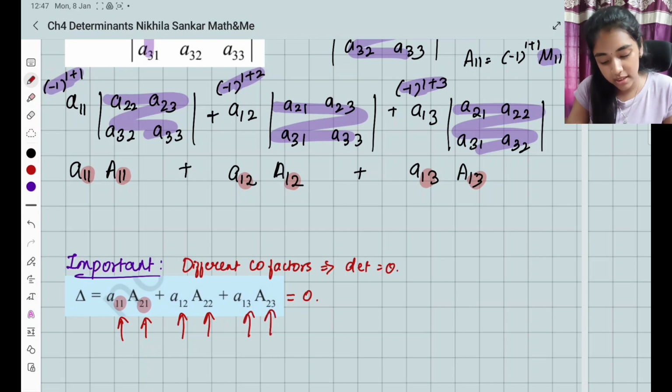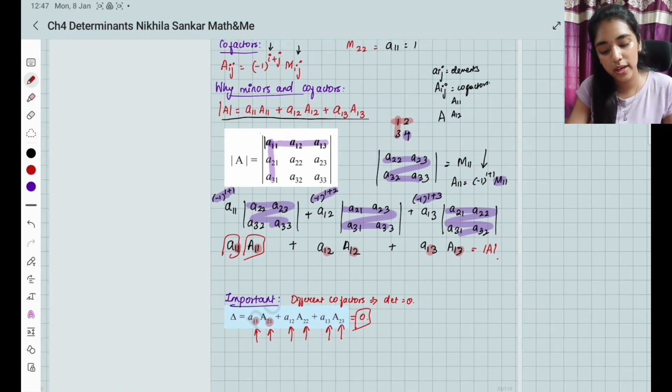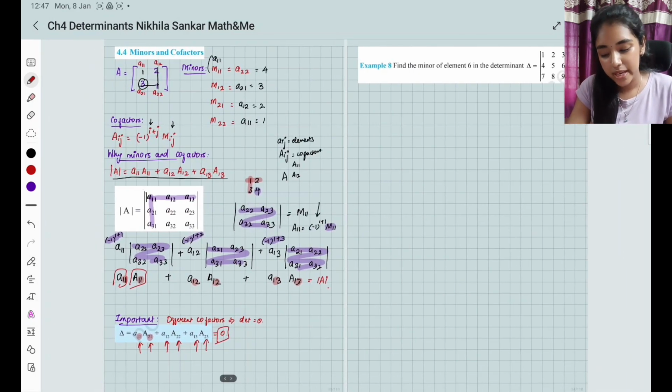So இந்த மாதிரி இருந்ததுன்னா for any cofactor it is going to be 0. The determinant value is going to be 0. So அந்தந்த எலிமெண்ட்டுக்கு அந்தந்த cofactor multiply பண்ணி add பண்ணாதான் you are going to get the determinant of A. Okay, புரிஞ்சுதா? So this is one basic explanation for minors and cofactors.